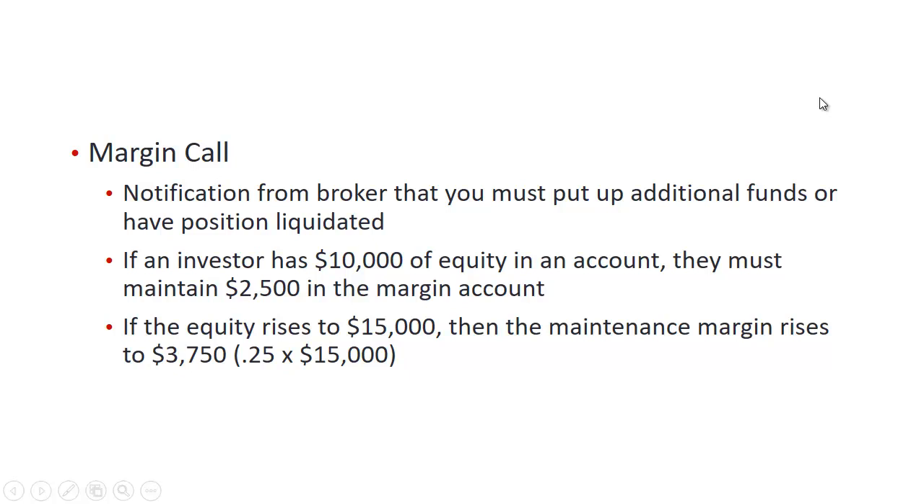The margin call. This is the notification from the broker that you have to put up additional funds or have your position liquidated. So if an investor has $10,000 of equity in an account, they must maintain, for example, $2,500 in their margin account. If the equity rises to $15,000, then the maintenance margin rises to $3,750. That is 25% of the $15,000.